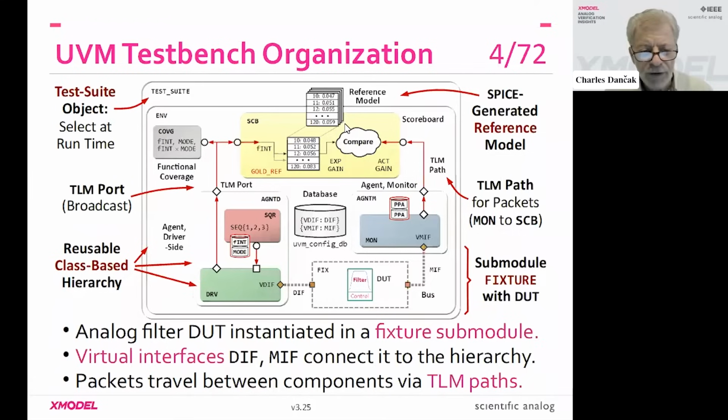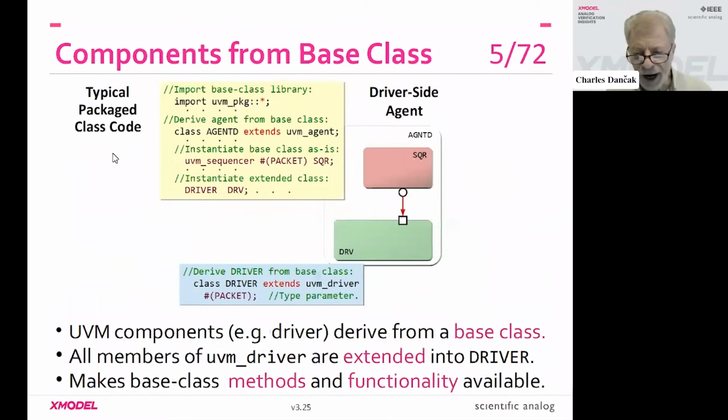Finally, at the very top level, this is the top level object in our class hierarchy. Many people refer to it as the test, but in keeping with Cliff Cummings' nomenclature, I prefer to call it a test suite, because you can only run one test suite at once in a UVM simulation. And wow, the good news is that you can actually select it at runtime without recompiling any code. So there's our block diagram. Let's look at the first axiom. All the components in UVM derive from a base class.